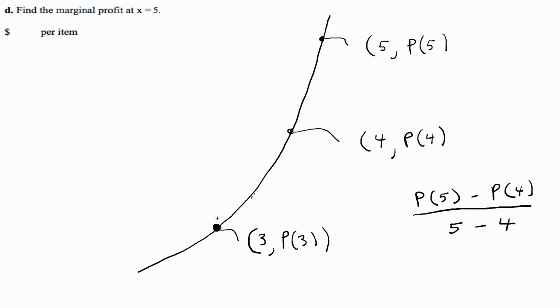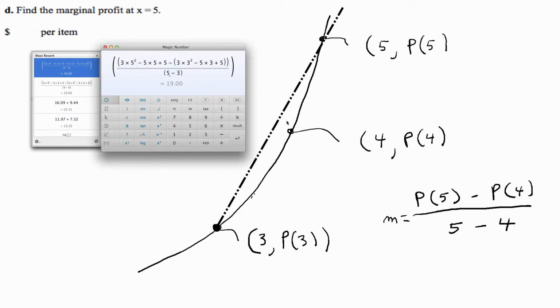This is what you need to know. These exercises are to help you know what I'm talking about. If you look at this line here, this line has a slope equal to whatever this number is. And I used this calculator to show me that the slope of this line is 19. And I simply calculated, you can see here, P of 5 is right here, and then P of 5 minus P of 3.